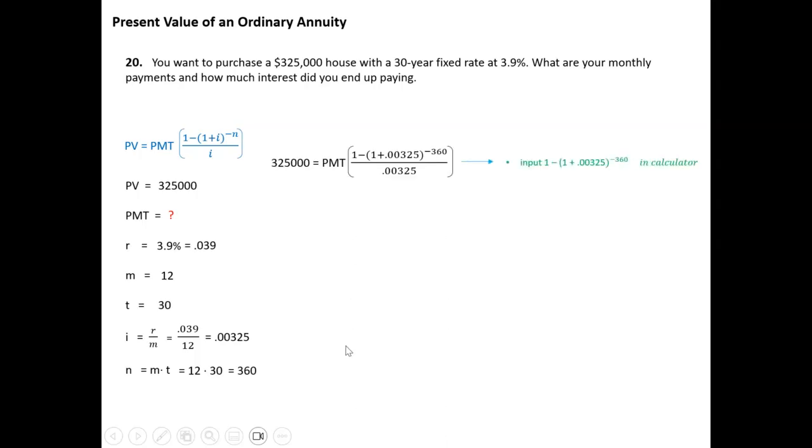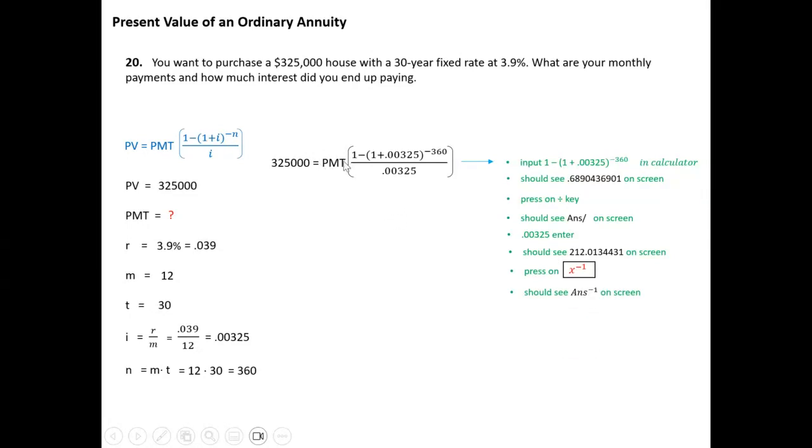Now let me show you how to plug it into the calculator in a steady flow. You're going to enter here the numerator, which will be 1 minus parentheses 1 plus 0.00325 close parentheses to the power of negative 360. This is what you should see on your screen after you execute that. It's going to give us 0.68904,36901 on the screen. Now we're going to hit the division key. Once you do that, you're going to enter 0.00325. And this is what you see on your screen. You're going to see 212.0134431 on the screen. Now you're going to press the inverse key.